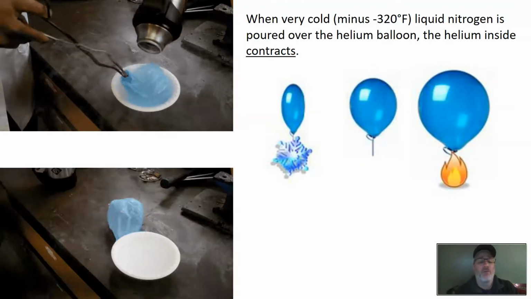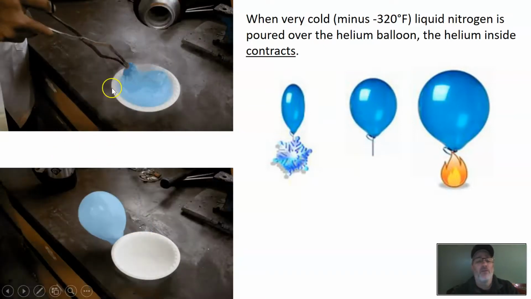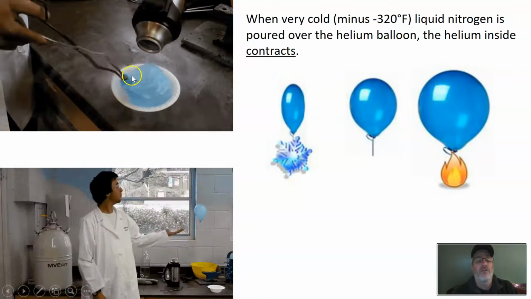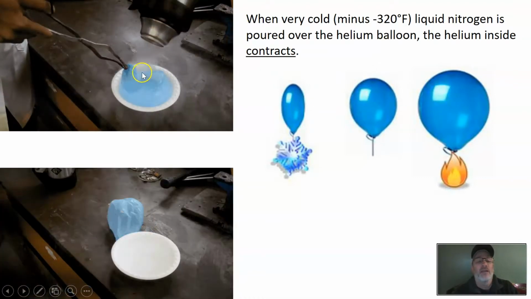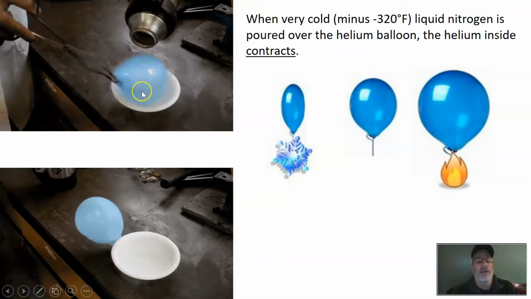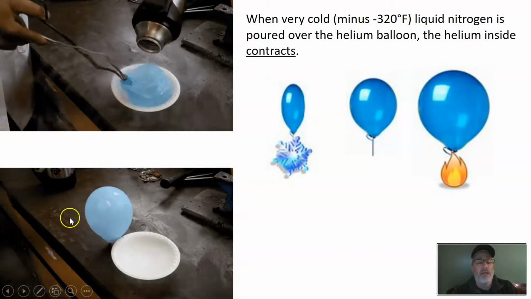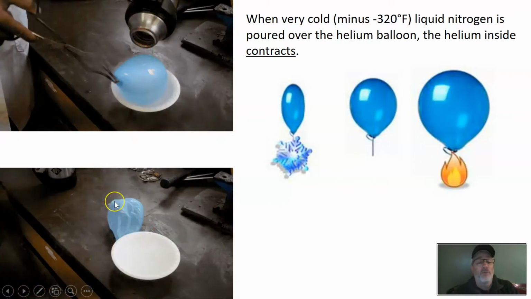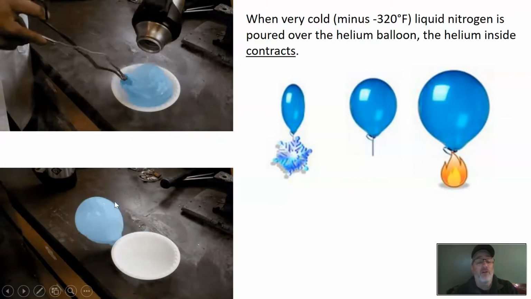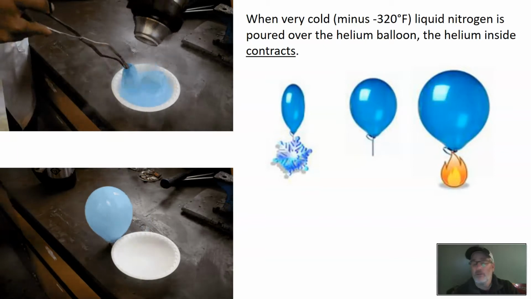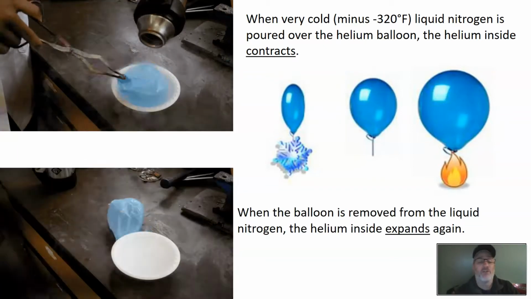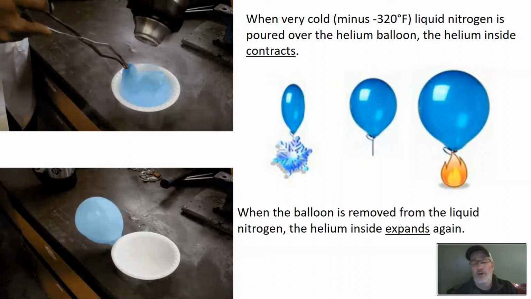We can, of course, reverse this. Here in the picture, we're pouring a very cold liquid called liquid nitrogen over the balloon, and we can see that the air inside of it is contracting very, very quickly. But now, if we let that balloon warm back up, the particles begin to get further apart again and they begin to expand. Thermal contraction and expansion are something that we can see really just all around us.